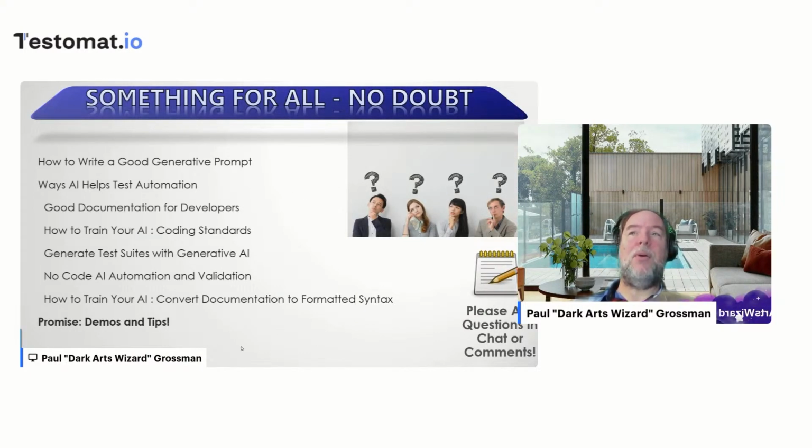A little bit about what we're going to be doing. I'm going to talk about ways AI can help test automation, both for developers and for manual testers, and how to train your AI, doing some coding standards, and also for manual testers, how to convert text documentation to a formatted syntax, how that works. I've got demos on here to show you off. And so I'm going to say, let's get started.